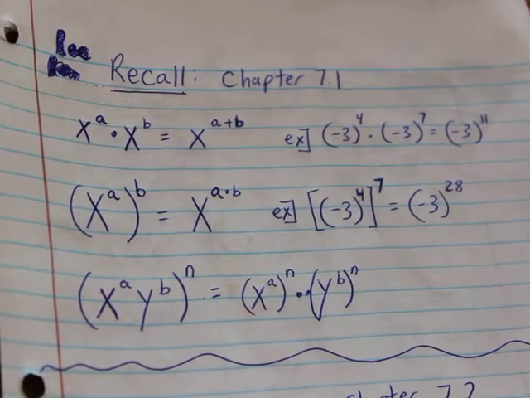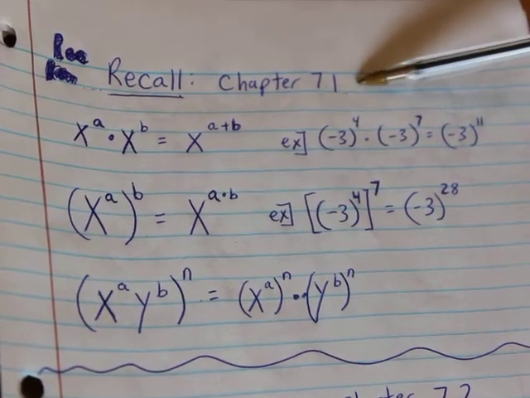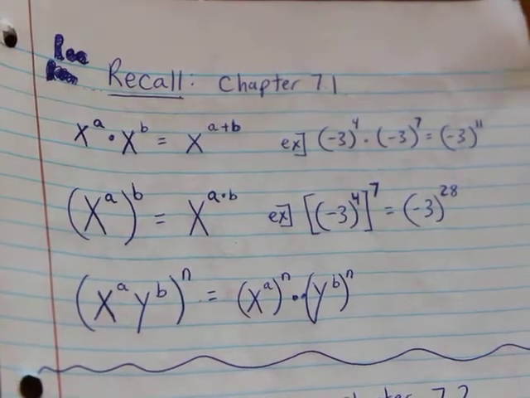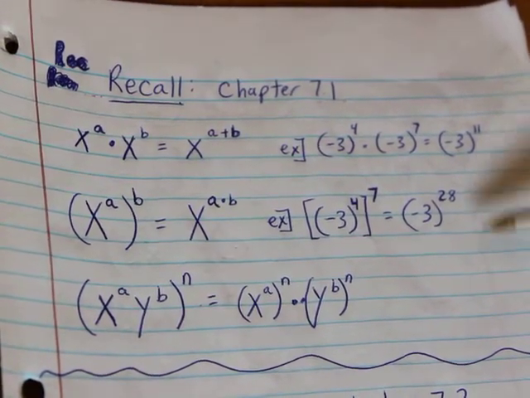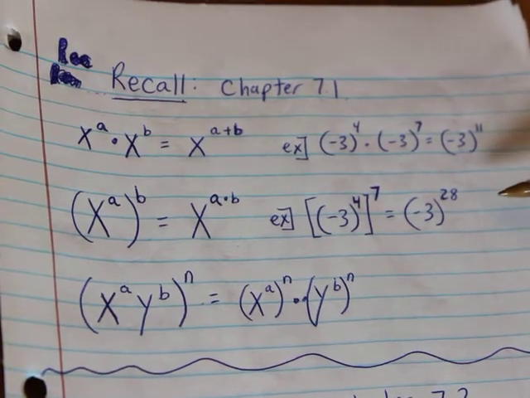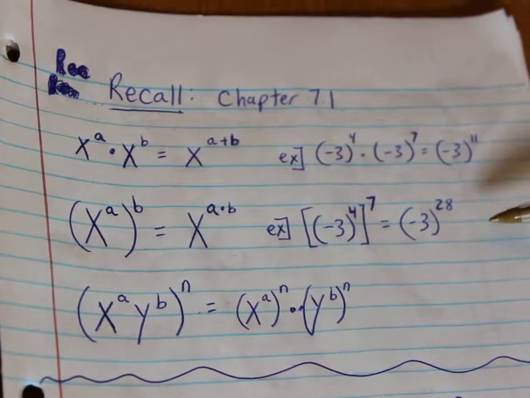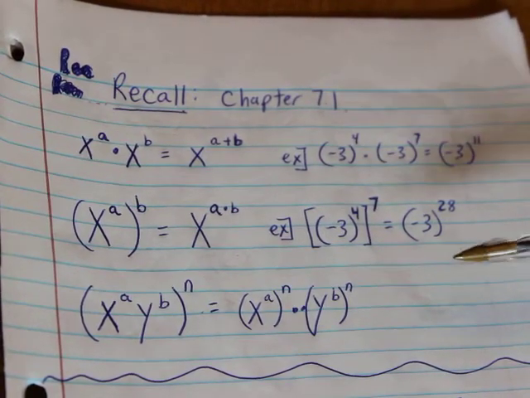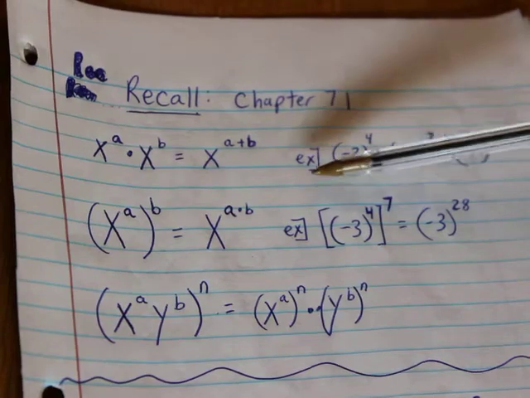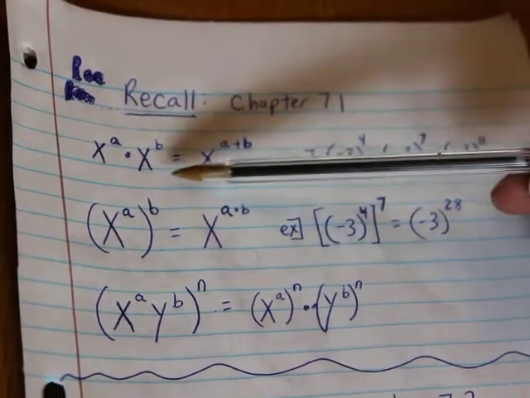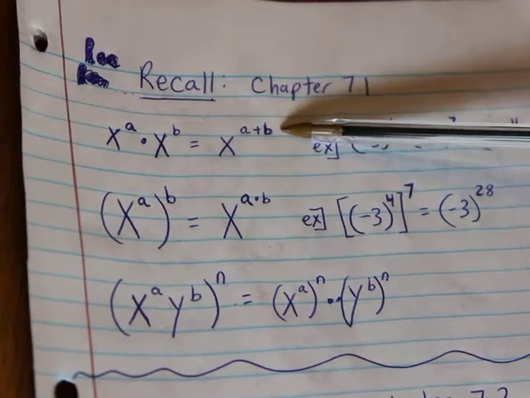So here we go. First thing I want you to recall is that there were 3 rules in chapter 7.1. In a couple of problems, these rules are going to come up again. And in the next chapter, we're going to put all 3 sections together. There's a lot of steps to some of these problems and multiple rules being applied. So I just want you to remember that in chapter 7.1, we had the rule for multiplying exponents with the same base, where you add the exponents.